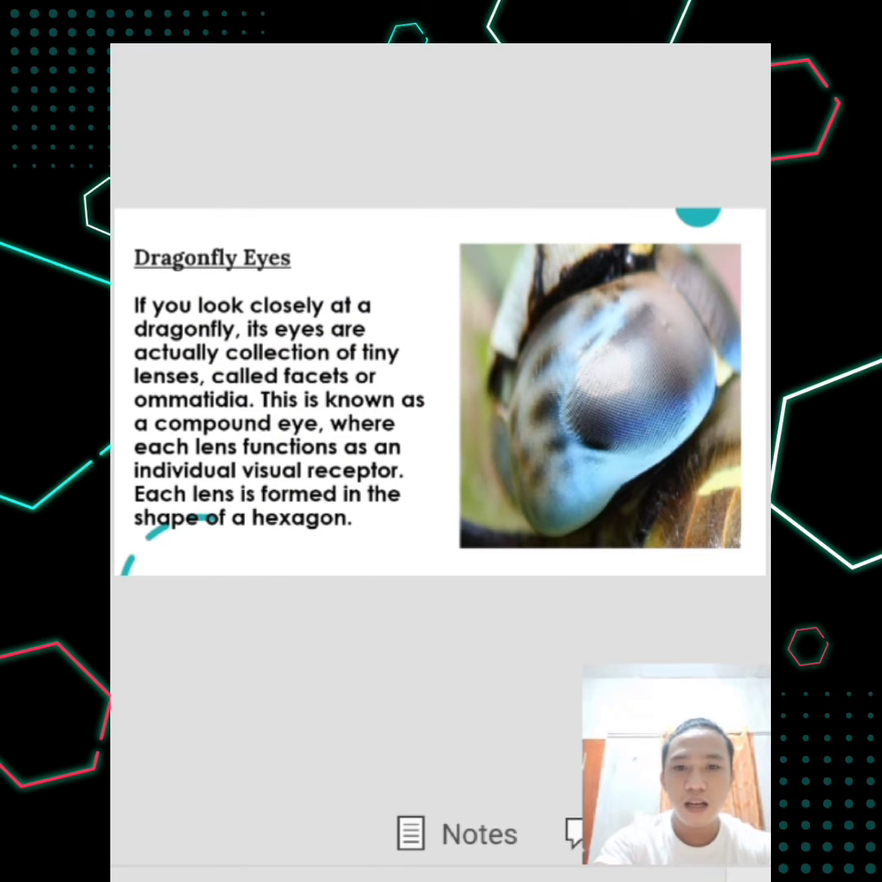Firstly, the dragonfly eyes. If you look closely at a dragonfly, its eyes are actually made of tiny lenses called facets or ommatidia. This is known as a compound eye, where each lens functions as an individual visual receptor. Its lens is formed in the shape of a hexagon. So if you look closely at the dragonfly eyes, we can see tiny lenses, and each lens is formed in a hexagon shape.